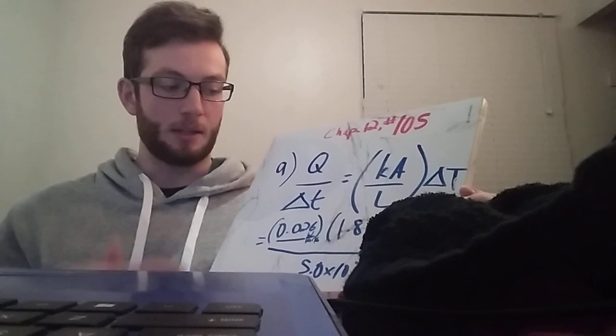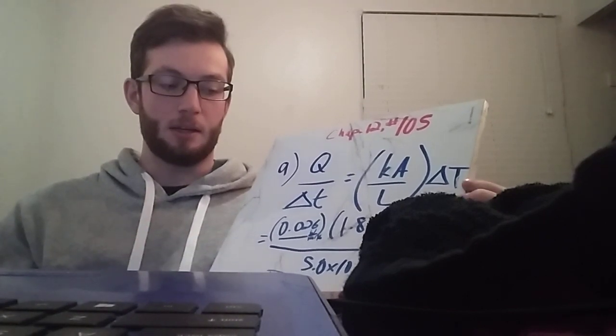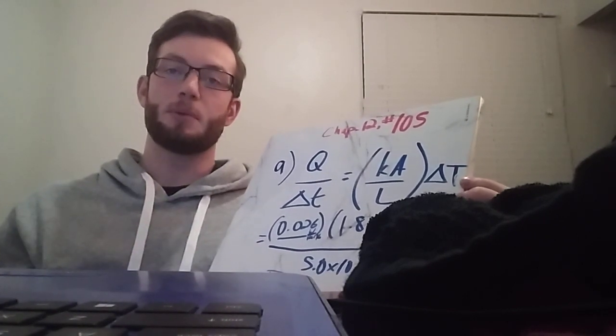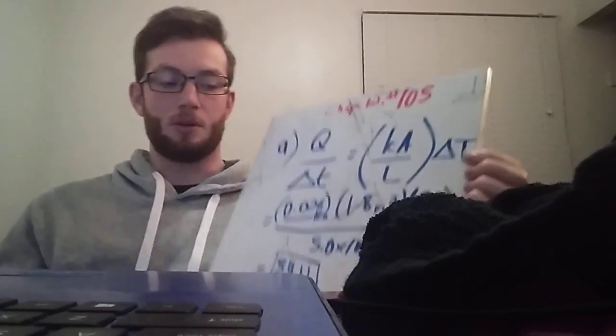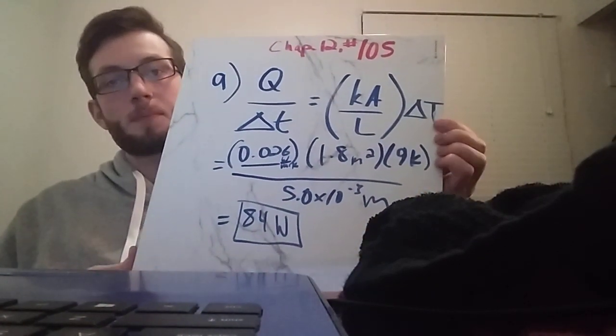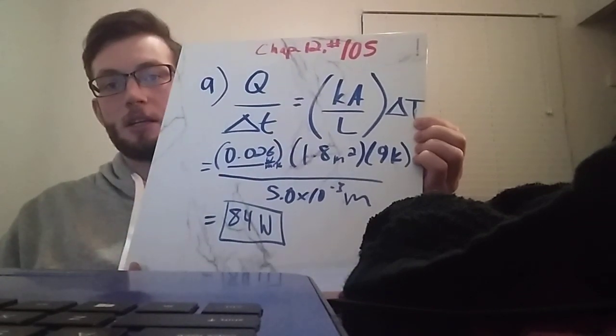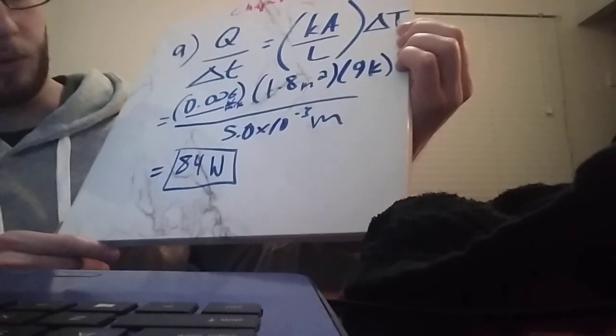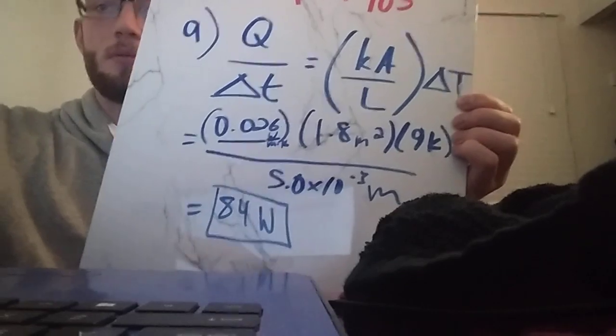And then that's all going to be divided by the 5 millimeters, but we need to convert that to meters. And so it's going to be 5 times 10 to the negative third meters. So when we run all that algebraically for part A, we're going to get 84 watts.